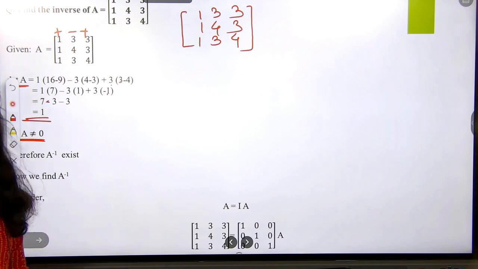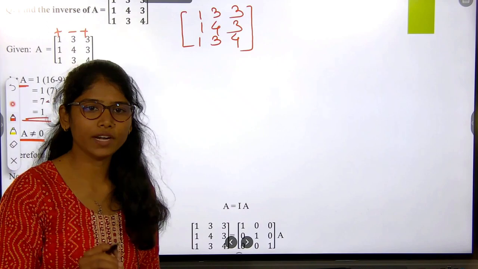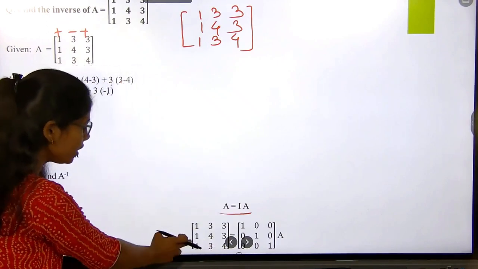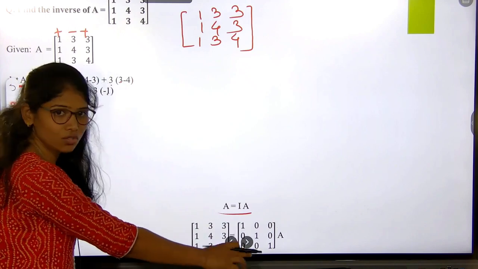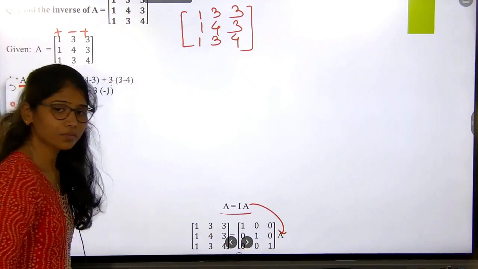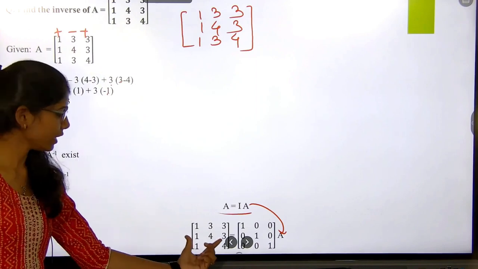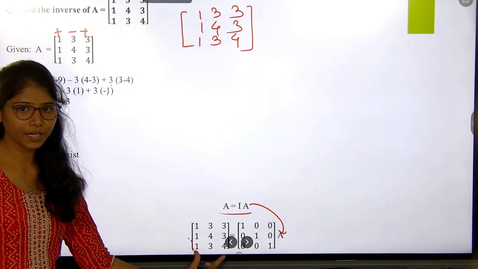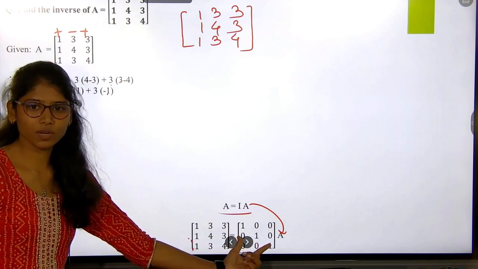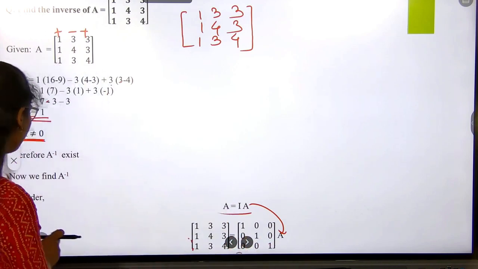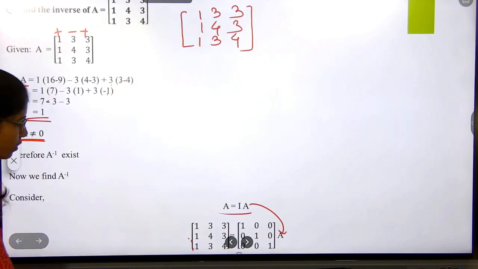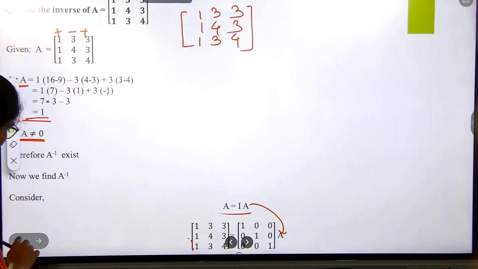For that we have to consider A equals to identity into A. So write down matrix A equals to identity matrix of order 3 into A, write down A as it is. Now we have to reduce this matrix into identity matrix. Simultaneously this matrix will be changed. So for that, 1 3 3, 1 4 3.